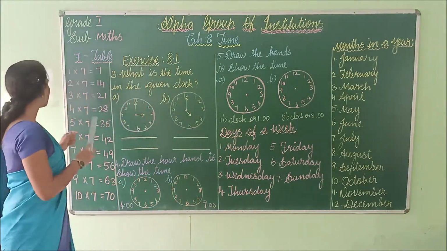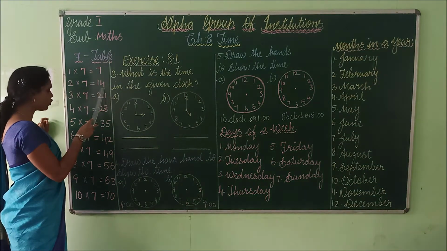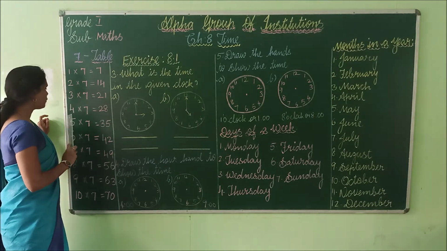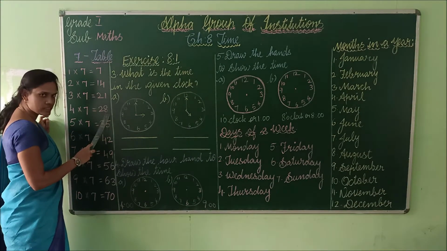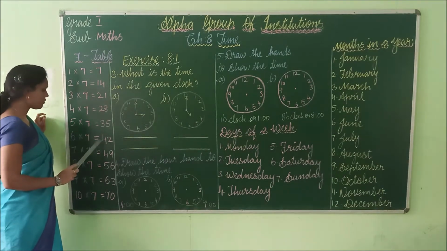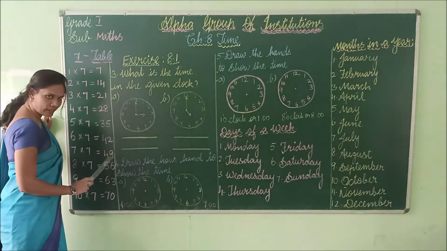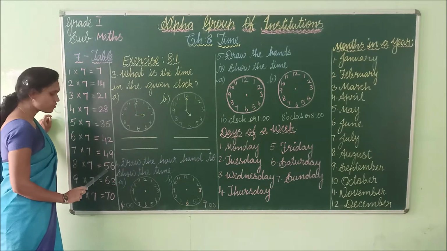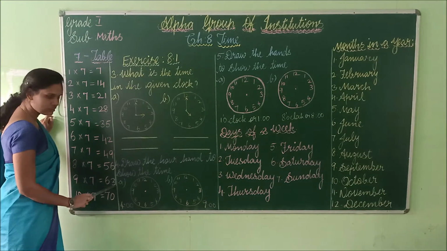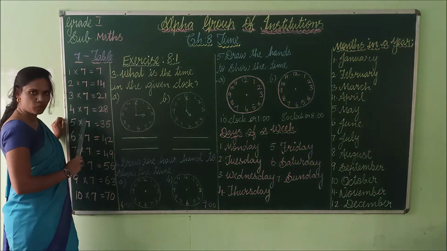Yes. See, 1 7 is 7. 2 sevens are 14. 3 sevens are 21. 4 sevens are 28. 5 sevens are 35. 6 sevens are 42. 7 sevens are 49. 8 sevens are 56. 9 sevens are 63. 10 sevens are 70. Okay, children, shall we recall once again?